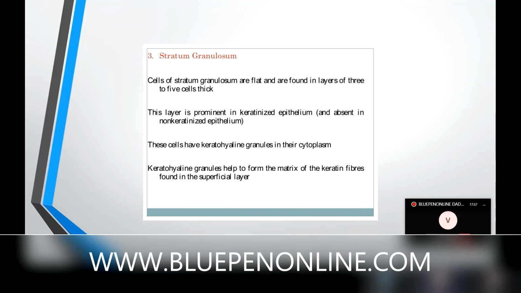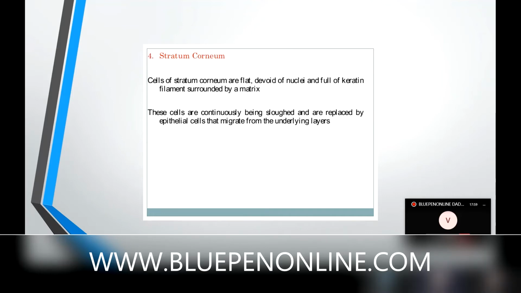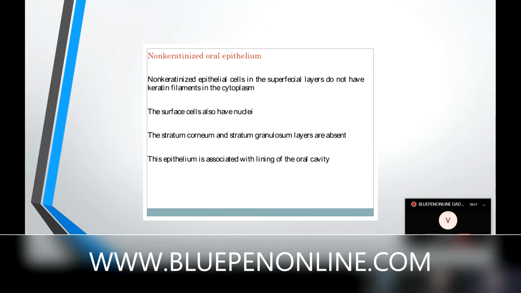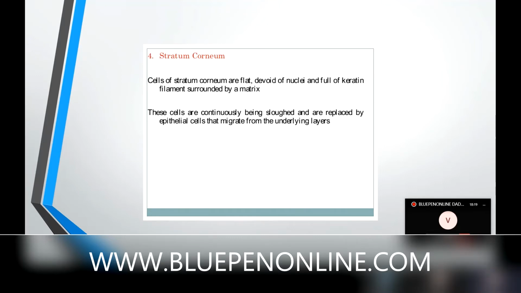Coming to stratum corneum, cells of stratum corneum are flat, devoid of nuclei and full of keratin filaments surrounded by a matrix. These cells are continuously being sloughed and are replaced by epithelial cells that migrate from the underlying layers. So this is all about keratinized epithelium.